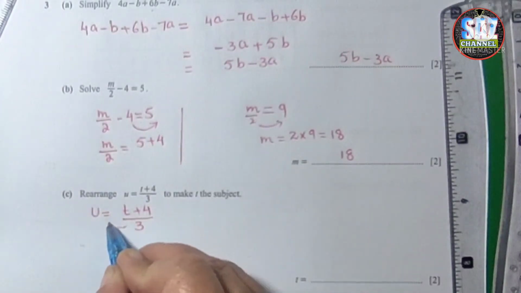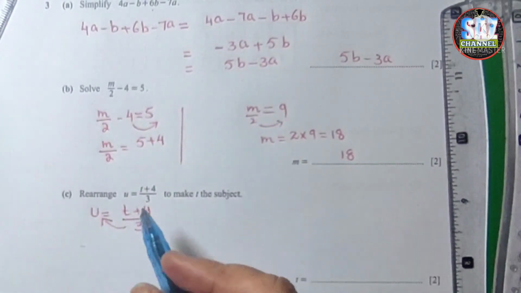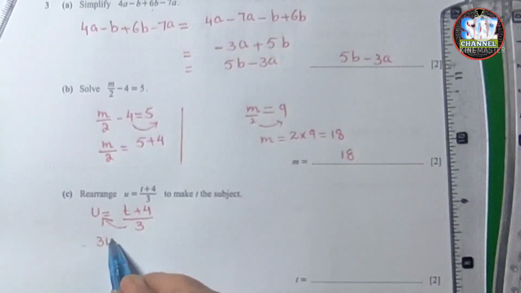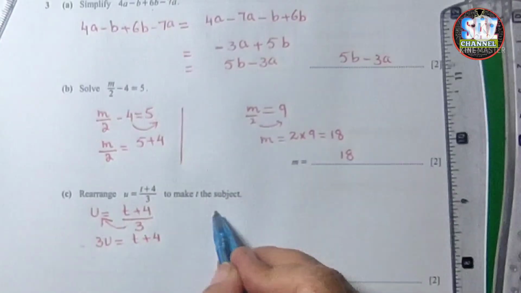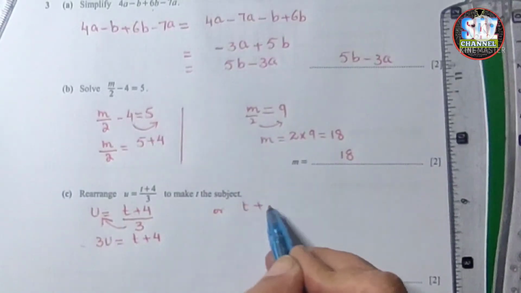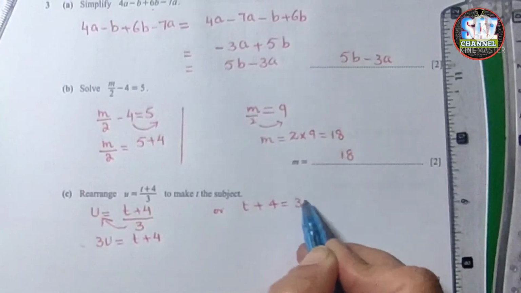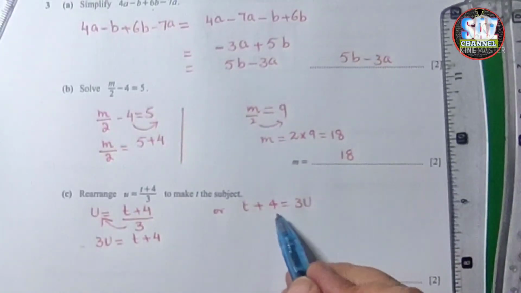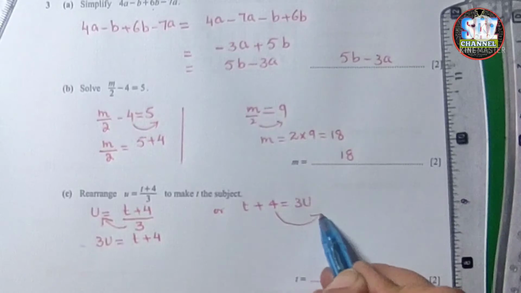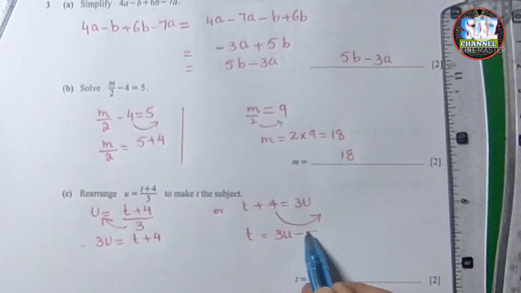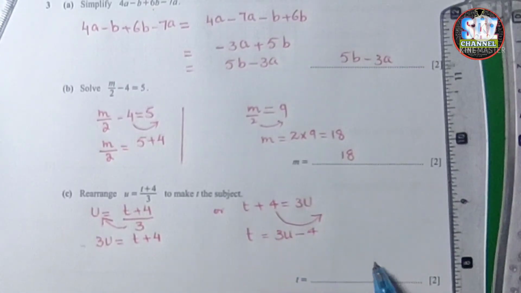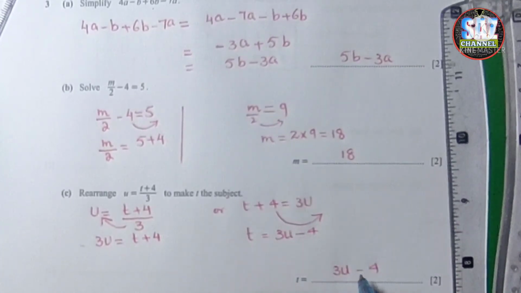So what we have to do, we have to first shift this 3 to other side. It will become 3u equals to t plus 4. And now t plus 4 equals to 3u. And now what to do to make t the subject of formula? Shift 4 to other side, and t equals to 3u minus 4. t equals to 3u minus 4. Okay, 3u minus 4. This is the answer for this part.